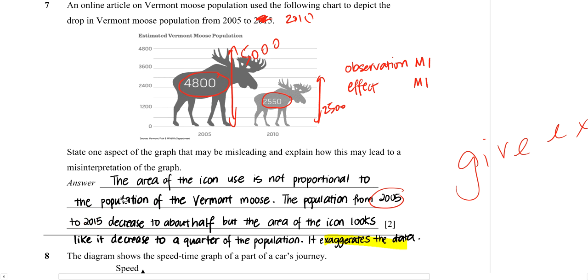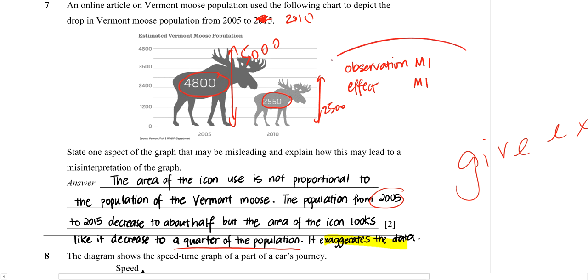Therefore, we say that the area of the icon decreased to 1/4 of the population. It is meant to drop to half only, but in the area, it dropped to 1/4. So it exaggerates the data. Okay? Understand how to answer this type of question already? We talk about the area. Questions? Junior, wake up.